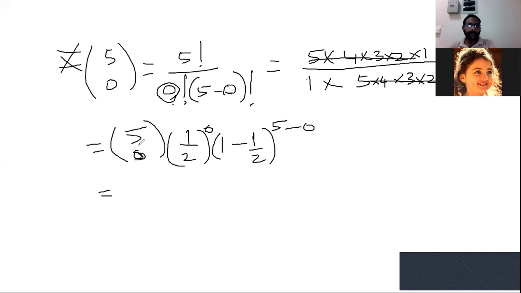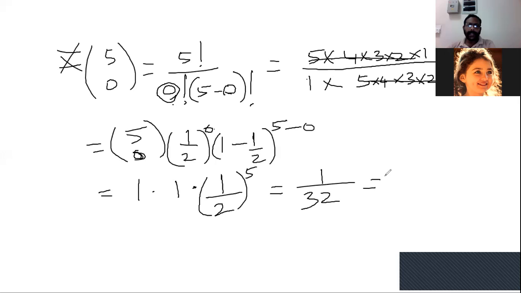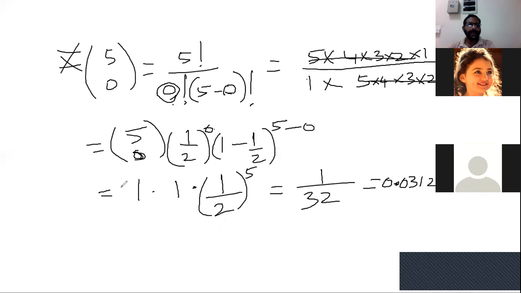So 5 factorial over 0 factorial is 1. Half to the power 0 is 1. Right? Then 1 minus half is half. Half to the power 5. So what is the answer? Anyone? 1 upon 32. Somebody get the answer in digit, decimal point. 0.03125. Okay, thanks. Right.